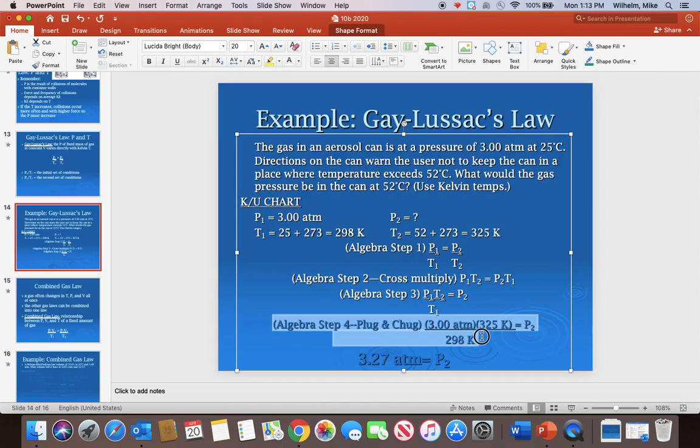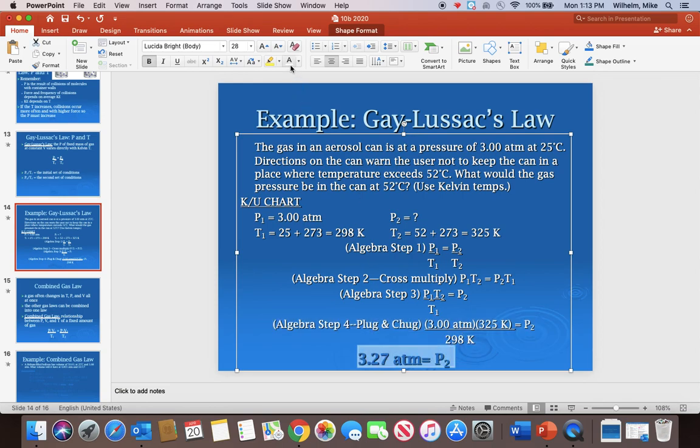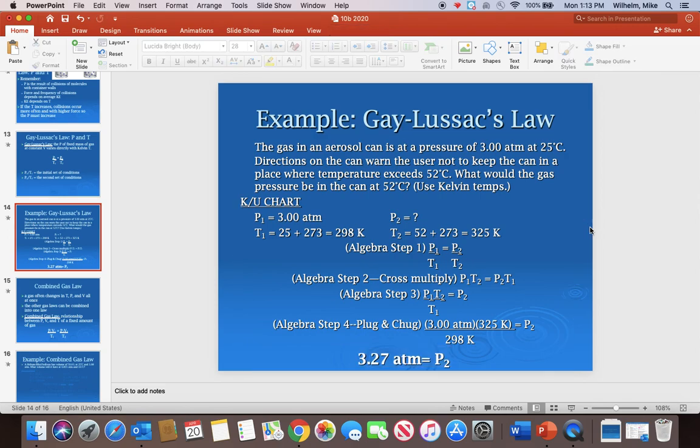And then step 4, plug and chug my numbers from my KU chart. So that's 3 atmospheres times 325 divided by 298. And that will give me a final answer of 3.27 atmospheres.